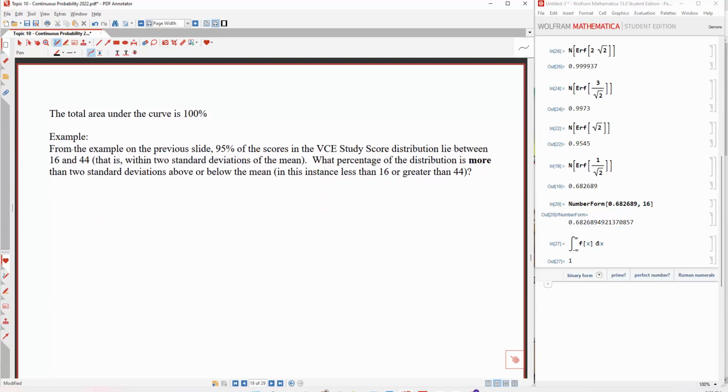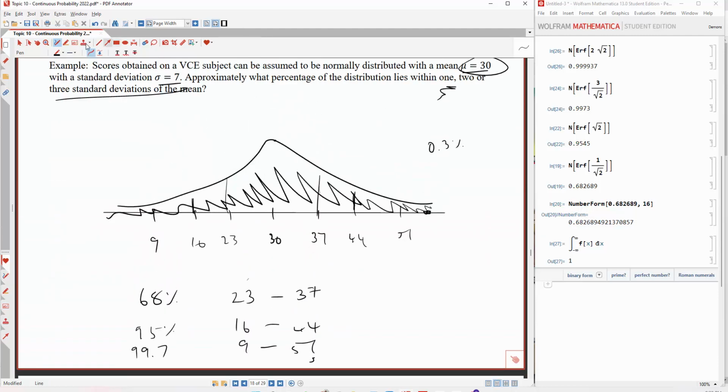So for the example, 95% of the scores in the VCE study score distribution lie between 16 and 44, that is within 2 standard deviations. What percentage of the distribution is more than 2 standard deviations above or below? Okay, so what we want to know, I'm just going to grab some shading here. Let's change the color to something more visible. So here is the mean, 1, 2. So I want to know what area this is and what area this is.